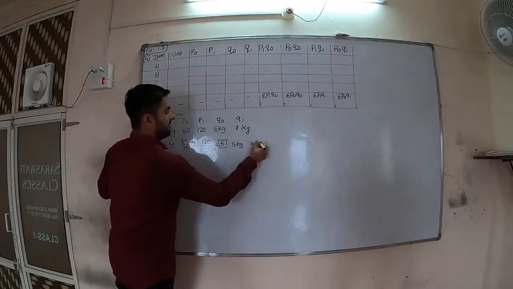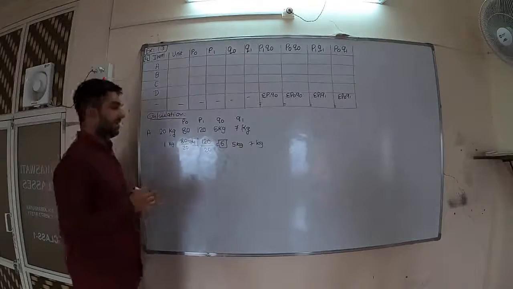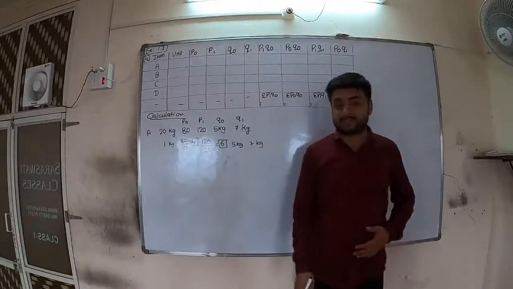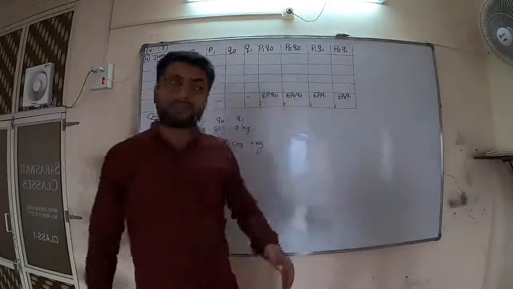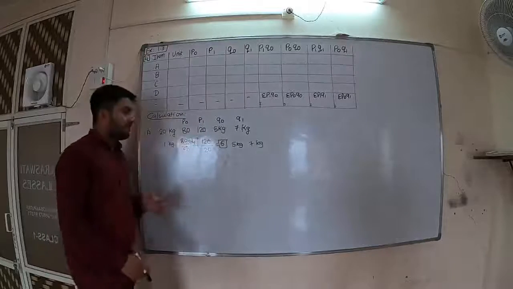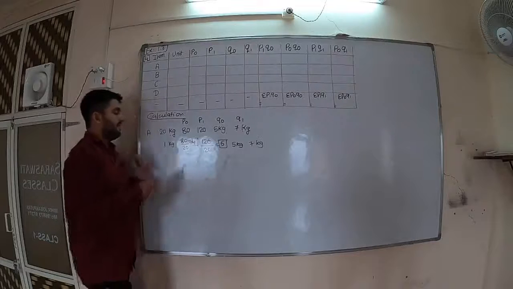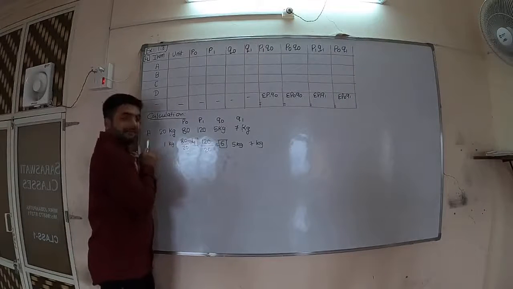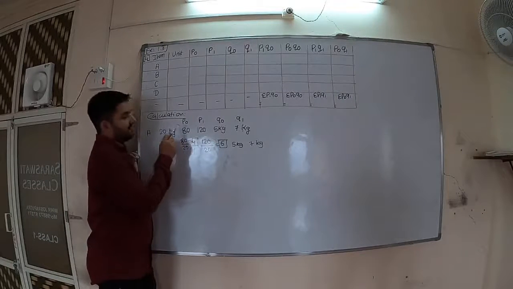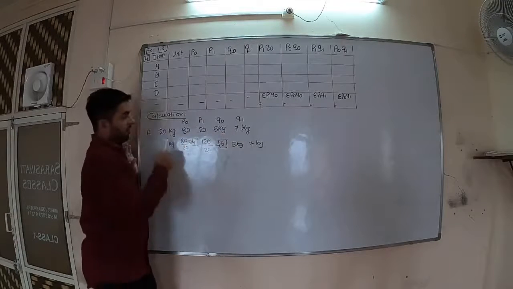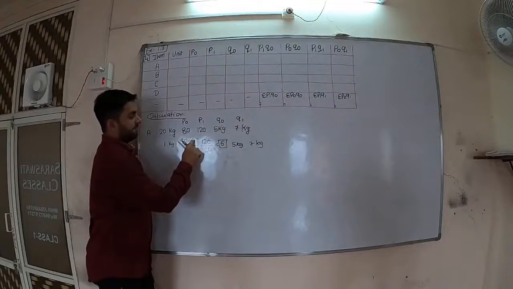5 kg, 7 kg. Okay, it is ready. Calculation is over. You may be thinking that sir was telling that calculations are very difficult. Yes, friends, calculations are difficult, but this is very simple. Again, I will say this is the question. Item A: 20 kg, 80, 120, 5 kg, 7 kg. Horizontally, the units must be same.